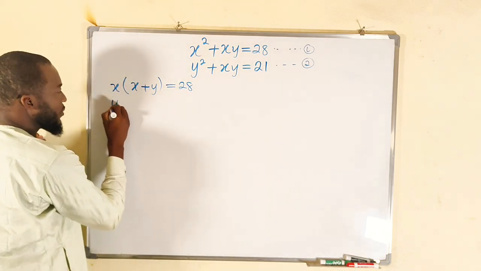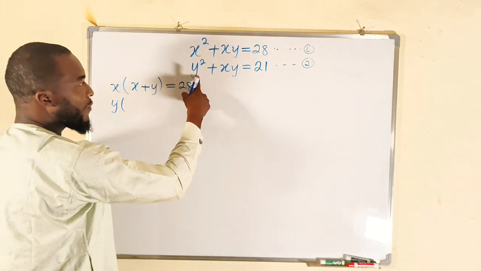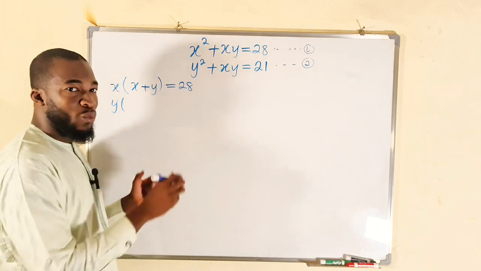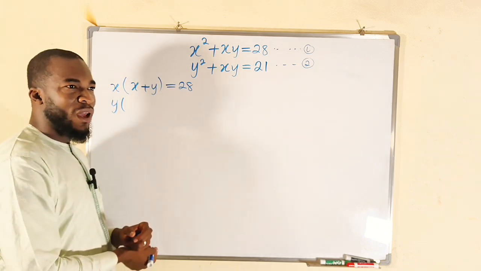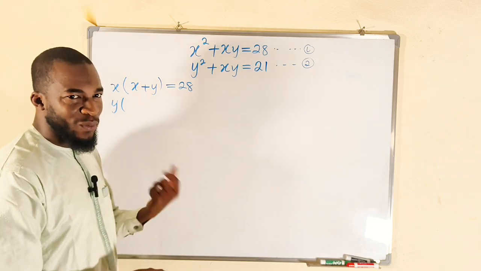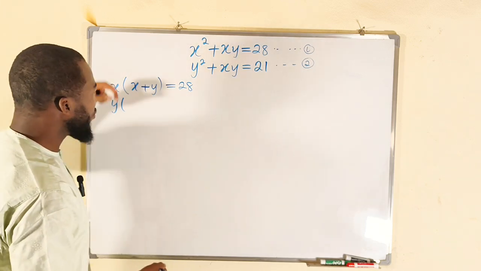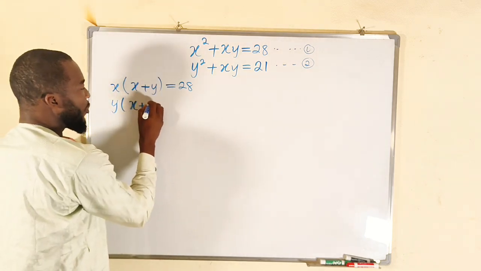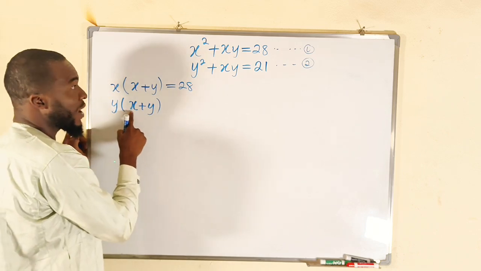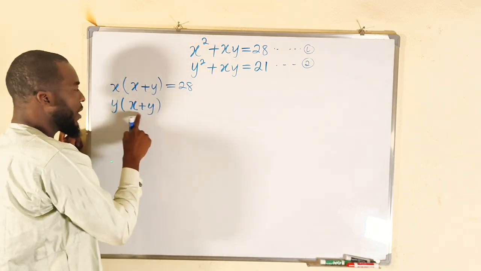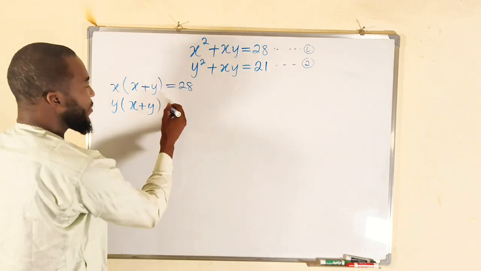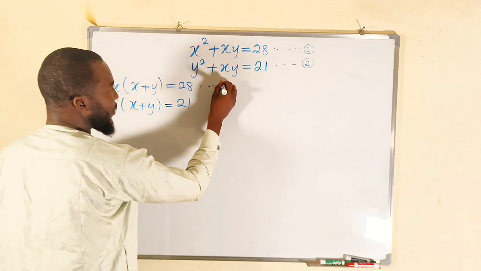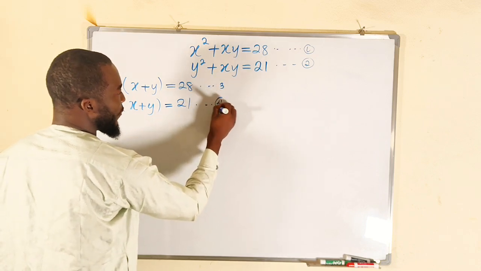But from the second equation, you can see both terms contain y in common. So we bring y outside. Inside, from the first term we have y, and from the second term we have x, so we have y plus x. We should know that y plus x is the same thing as x plus y, so let us write it as x plus y, because we have x plus y here. They are all the same. If you expand, y times x gives the second term, y times y gives y squared, which is the first term, and this remains 21. This is equation number 3, and this is equation number 4.